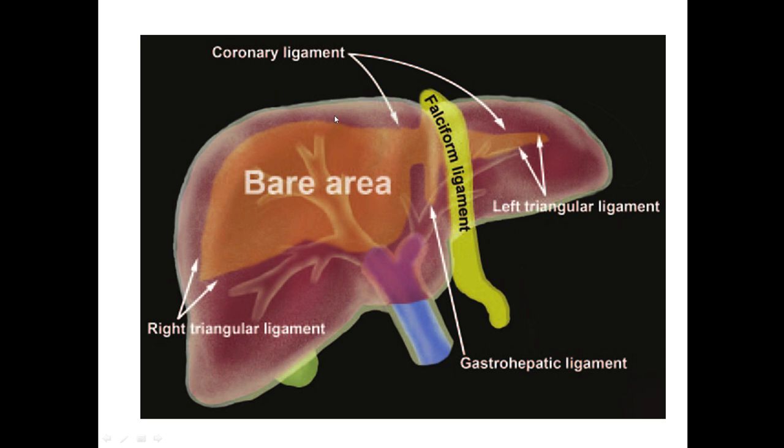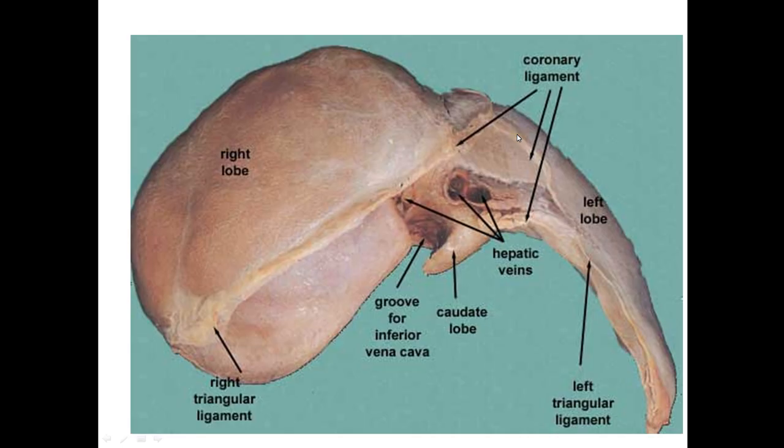This is the bare area of the liver where peritoneum is absent. Then the peritoneum forms the coronary ligaments, superior as well as inferior. And here on the right side it forms a right triangular ligament. On the left side it forms the left triangular ligament. We can see one more slide.